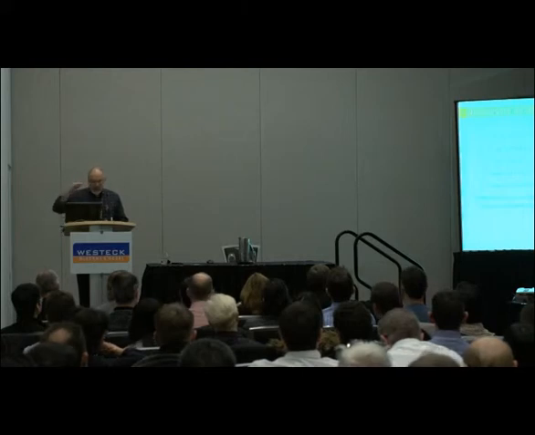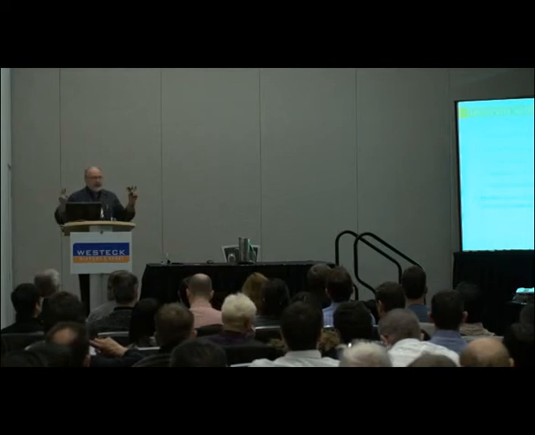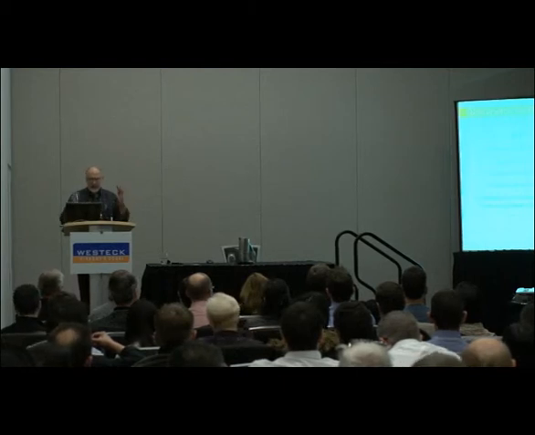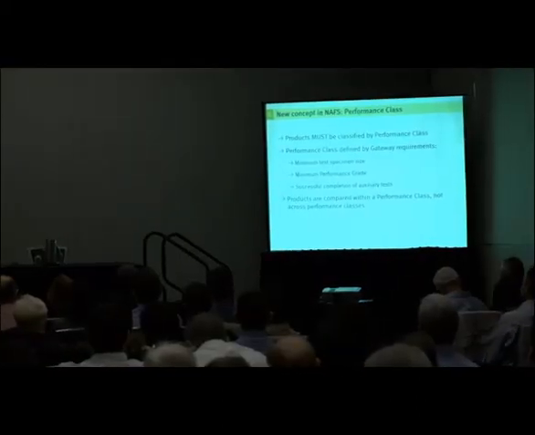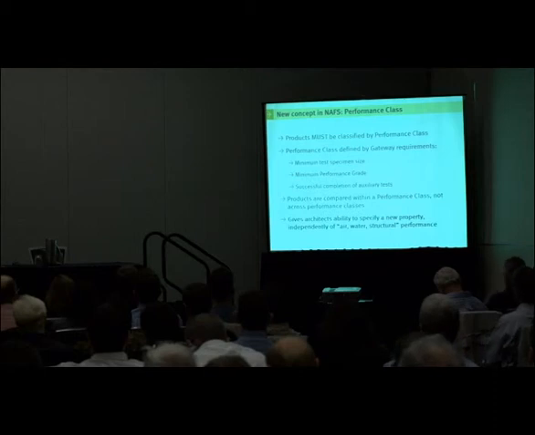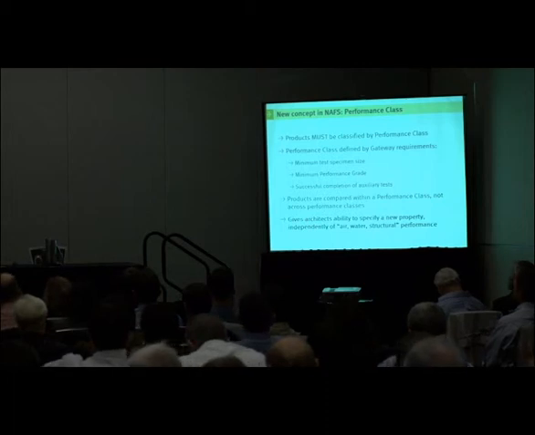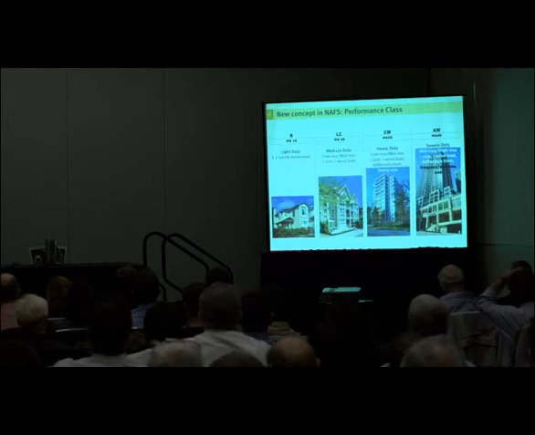So NAFS requires us to classify products that way. These performance class requirements are defined by something called gateway requirements, in which there's a minimum test size for each class, a minimum performance grade for each class, and successful completion of additional tests. So this is a property now available to architects or BC Housing once they figure out that it's there. I don't believe they're aware of it yet. To give them the ability to specify that product that can take more abuse, the product that can be stiff and solid and robust. So let's take a closer look at what goes into performance class.